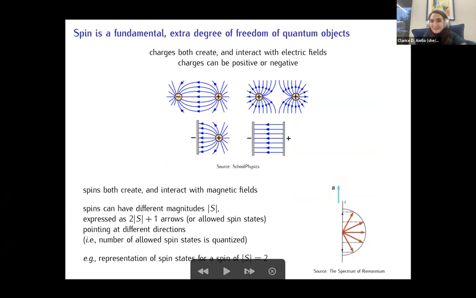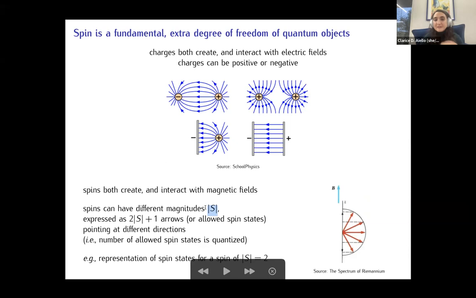So using the analogy of charge, charges both create and interact with electric fields, as you can see here in this top plot, and charges can be positive or negative. Similarly, spins both create and interact with magnetic fields. Spins can have different magnitudes for particles with spin. This spin property can have different magnitudes that I call absolute value of S here, okay? So this again has to do with how that quantum object interacts with magnetic fields.